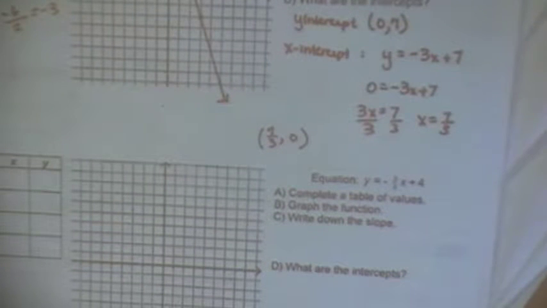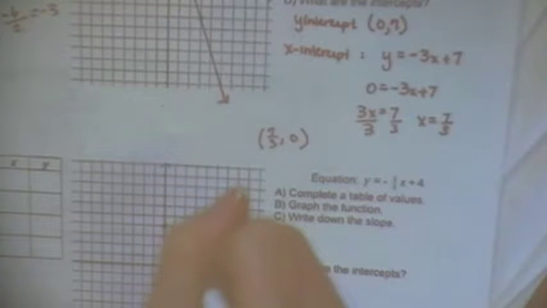Okay, this time they gave us an equation. It says complete the table of values, graph the function, write down the slope. In this case, let's graph the function first, because then you can just put your table of values for the function. Because we can graph it. They gave us a y-intercept and a slope. So 1, 2, 3, 4. Rise over run. This time it's fall over crawl because it's negative. Down 2 over 3.